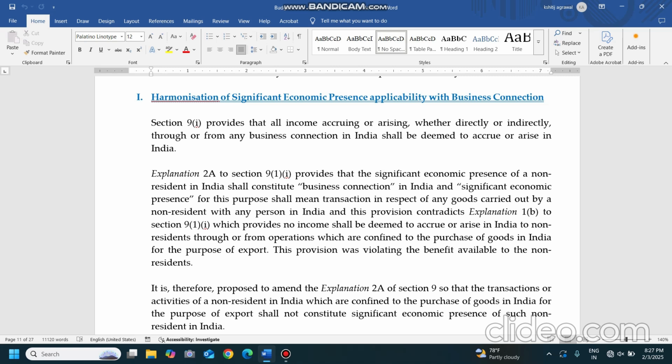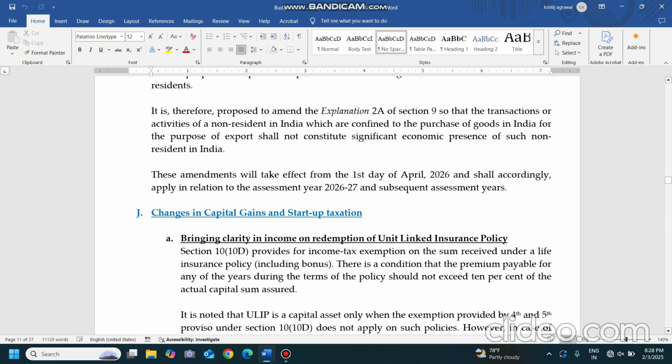Explanation 1B contradicts it, because explanation 1B provides some exemption to non-residents in respect of income accruing or arising in India if it is for the purpose of exporting outside India. If a non-resident is purchasing any goods for the purpose of exporting them outside India, then it should not be considered a business connection. But after the introduction of explanation 2A, this was also coming under the definition of business connection, because it says any transaction of a non-resident for goods in India with any person in India. So in order to remove this difficulty for non-residents, explanation 2A of section 9 has been amended, and it has been provided that this transaction will not be considered a business connection in India. This also will be applicable from 1st April 26, the same way, assessment year 26-27, because this is also not a transaction-specific amendment.